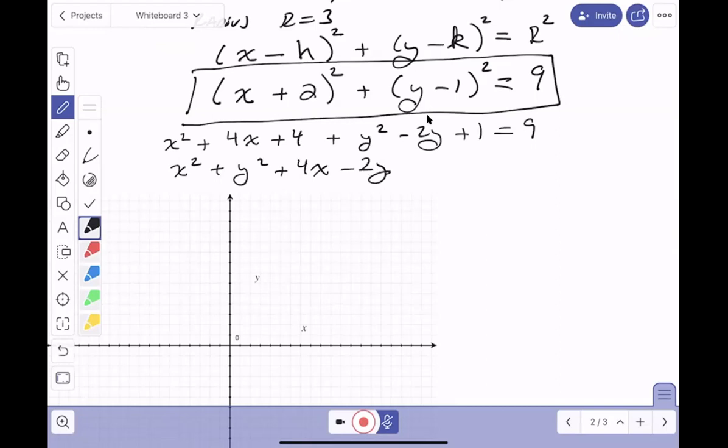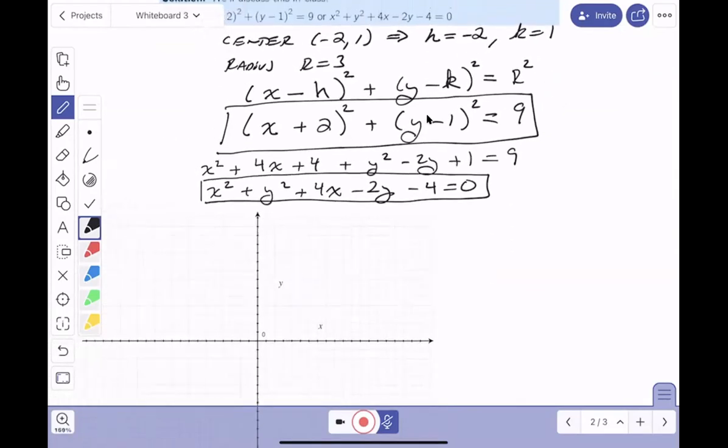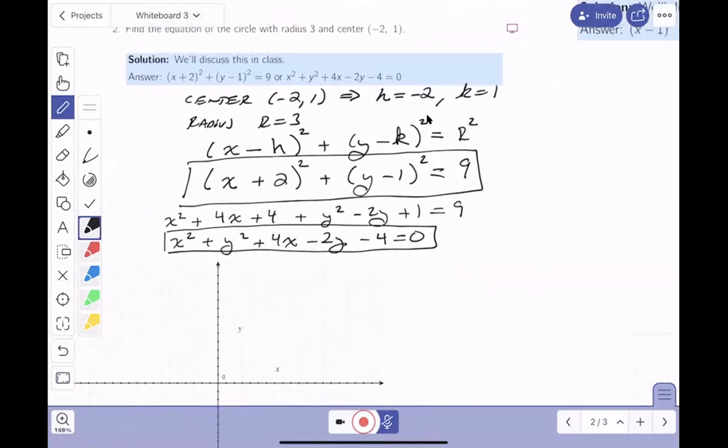Well, the constants do require some work. 4 plus 1 is 5. Take 9 from both sides, and you would get minus 4 equals 0. Now granted, there are other variations. All I did was simplify what I initially wrote down.